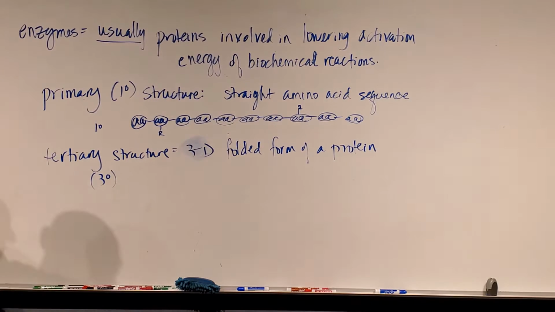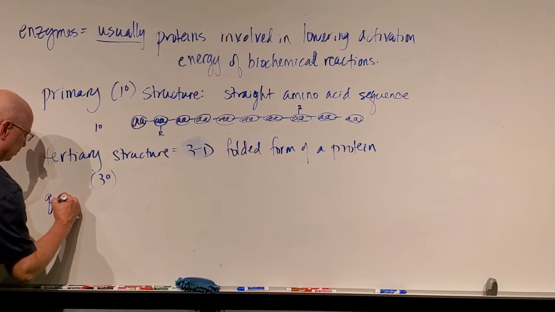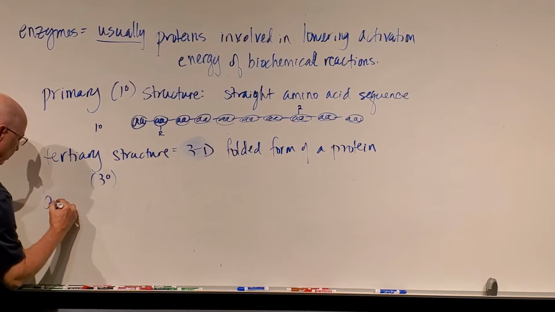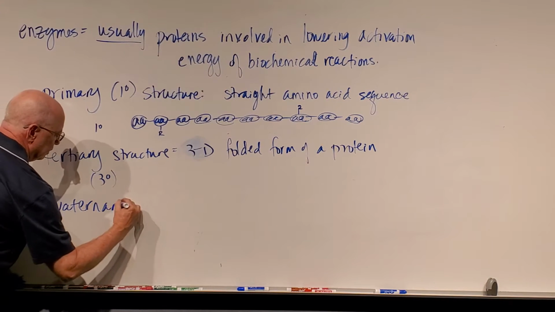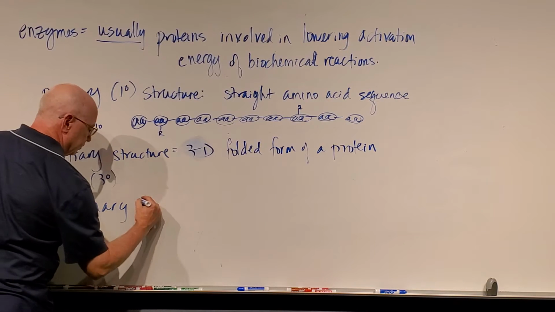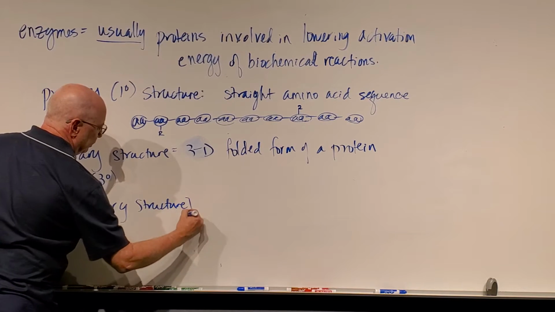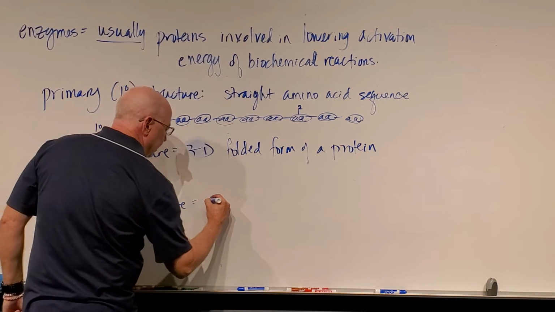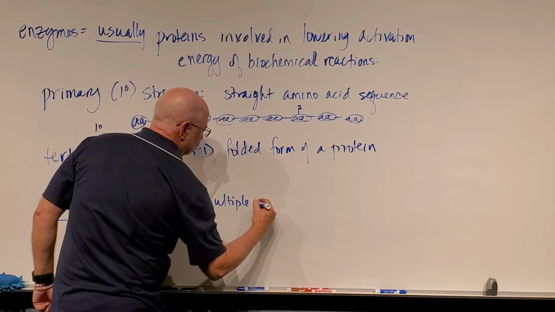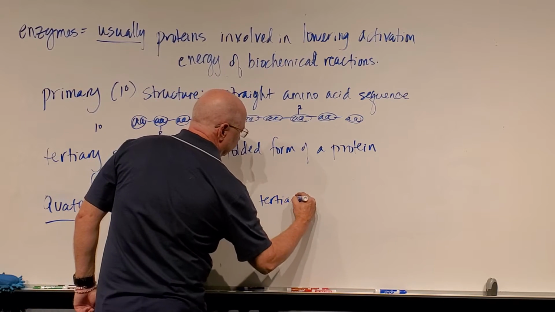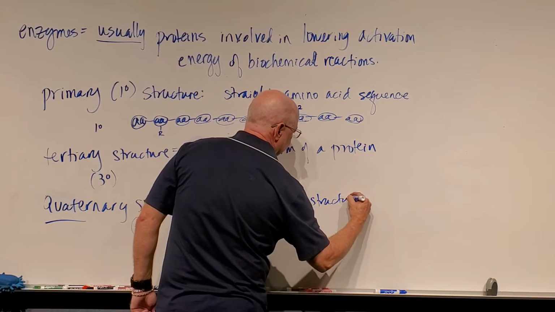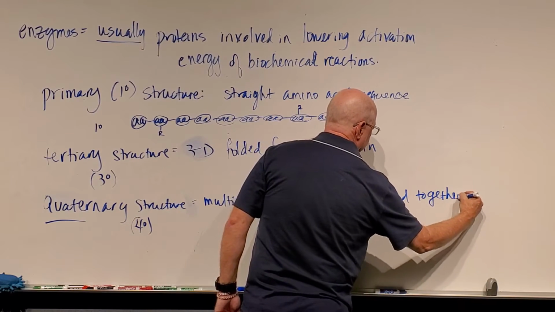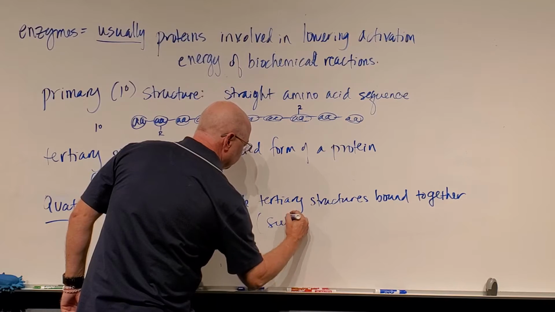Now, there's another structure called the quaternary structure. Oops, there's only one R in it. The quaternary, from cuatro, if you speak Spanish. And this is abbreviated as the 4 with a prime. This is when we have multiple tertiary proteins or tertiary structures bound together. Or sometimes we say multiple subunits.